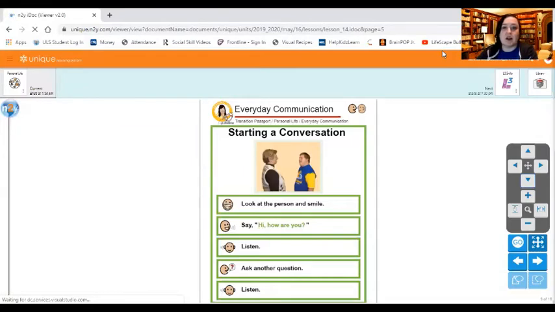First, let's take a look at our everyday communication poster. Starting a conversation. Remember, we talked about when you start a conversation, should you look at the person and smile or look at the floor? You should look at the person and smile. Then look at our poster. Step number 1 says, look at the person and smile. Step 2 is say, hi, how are you? Step 3 is listen. Listen so they can answer your question.